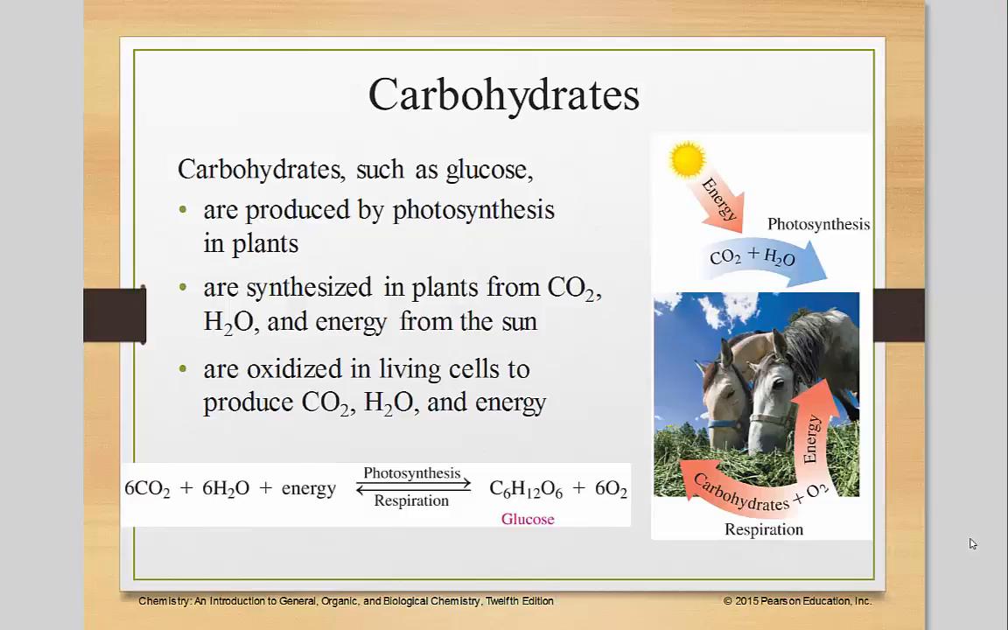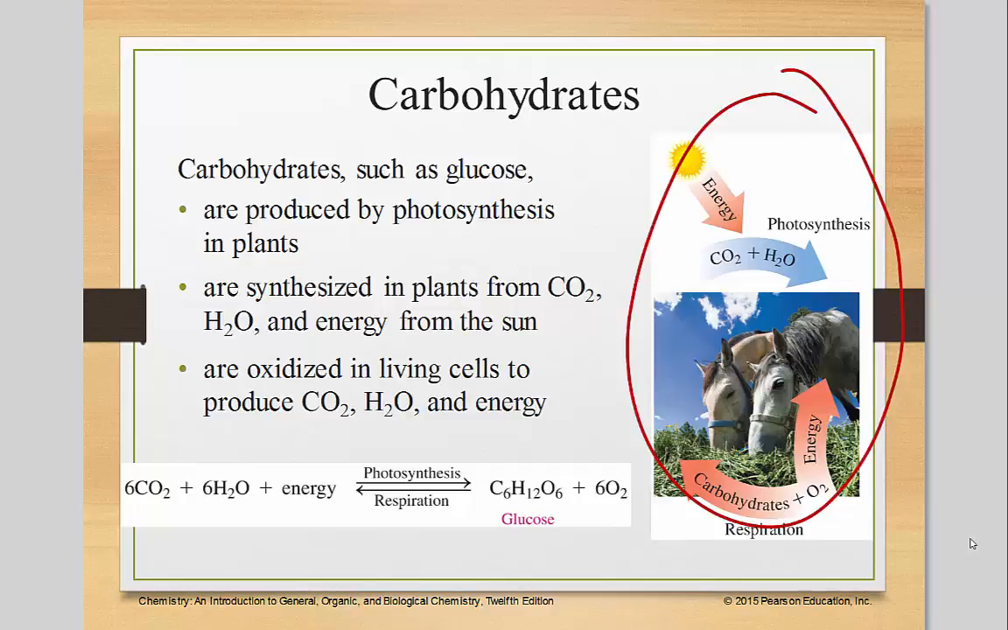Carbohydrates such as glucose are produced through photosynthesis. So we have carbon dioxide and water that's absorbed through the air, along with the energy from the sun, and then the plants turn this into glucose.